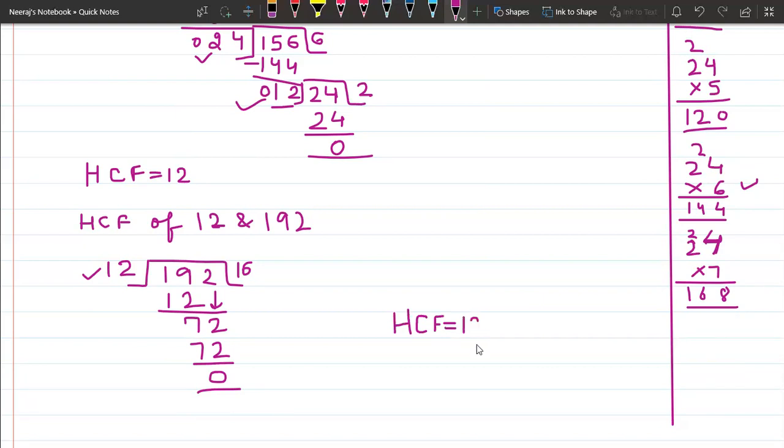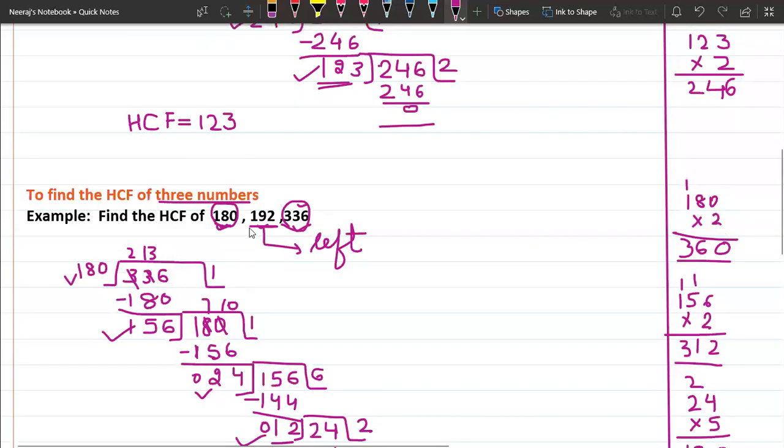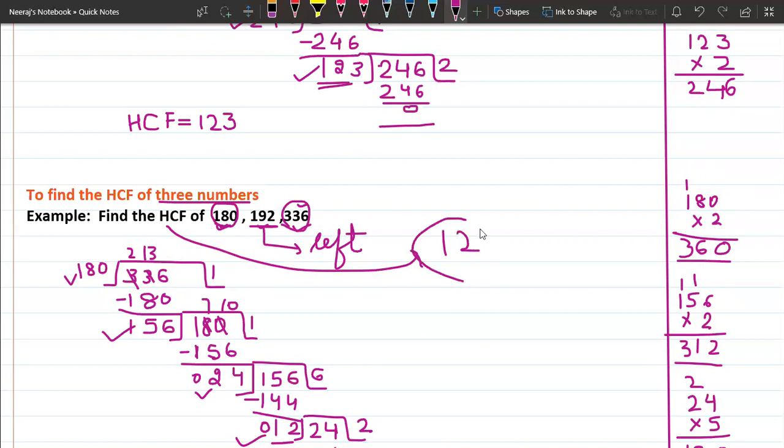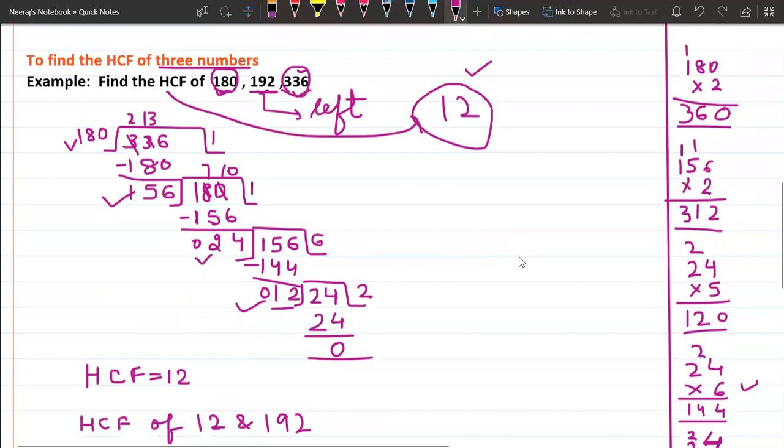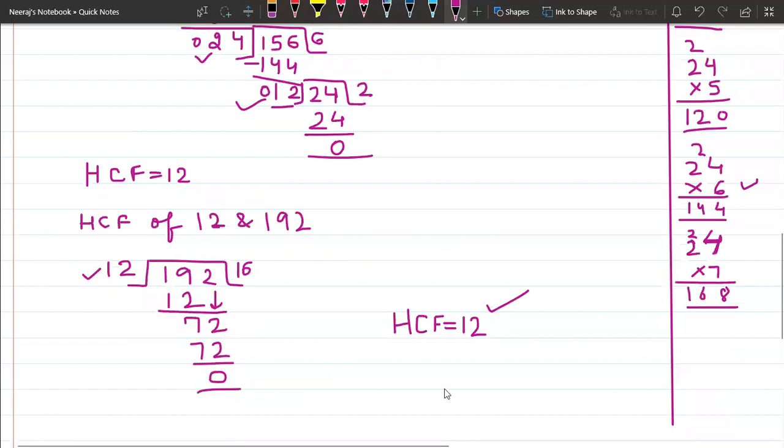What you have got? It means that the three numbers, that is 180, 192 and 336, are divisible by the HCF 12. It means that these three numbers are divisible by 12 only. That's why its answer is 12. Thank you so much.